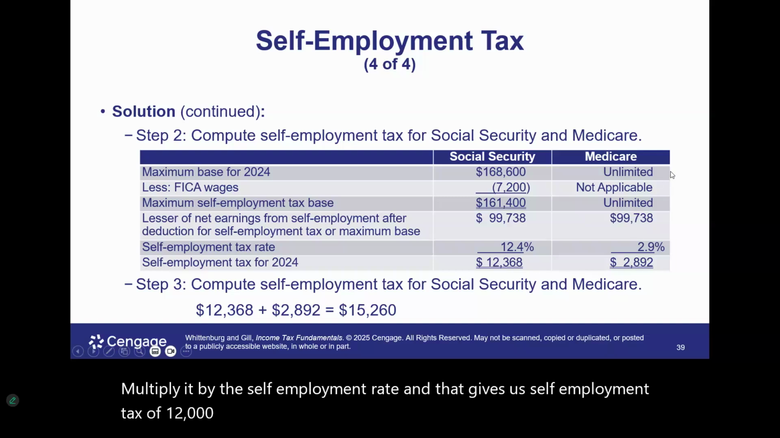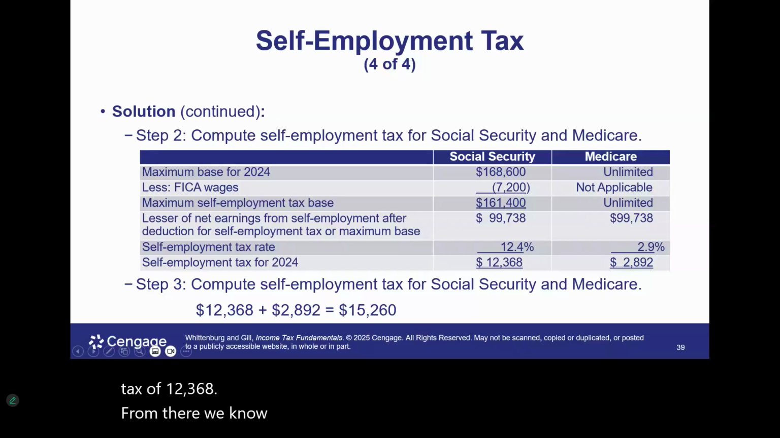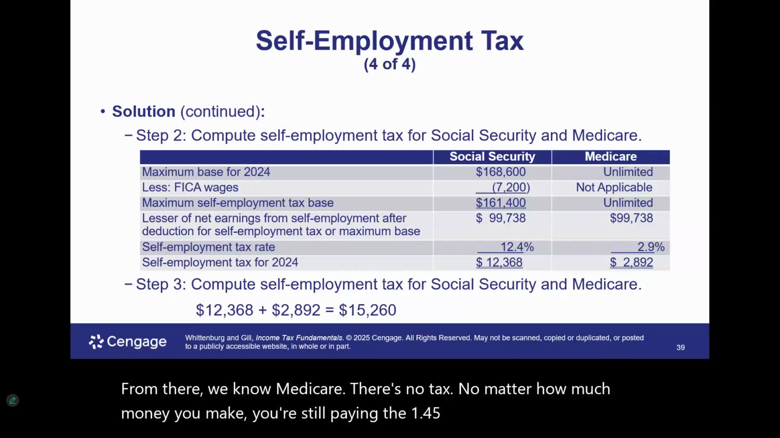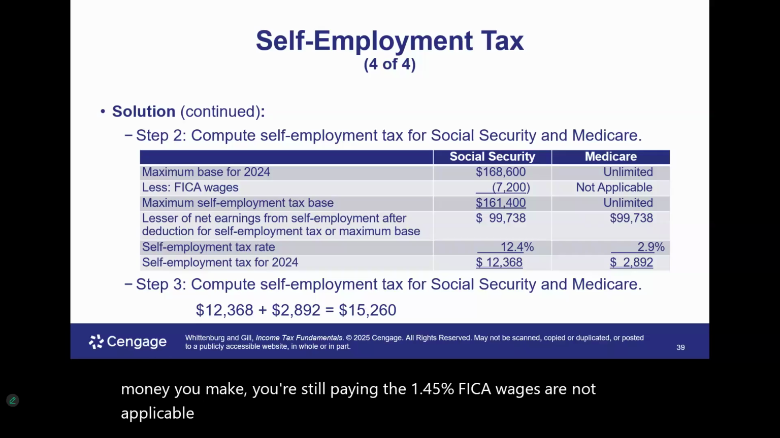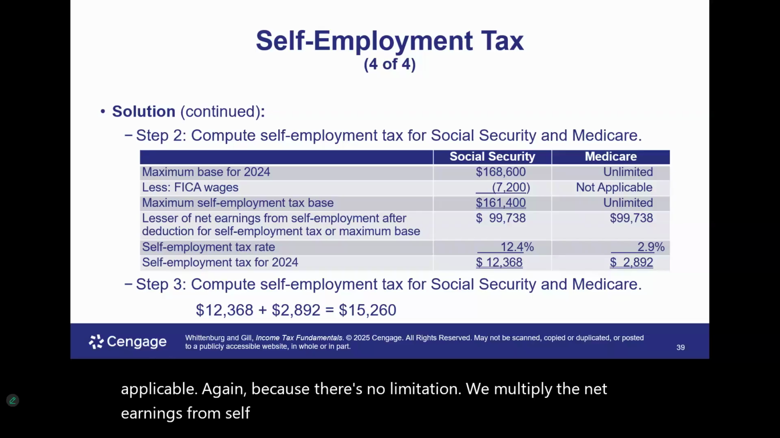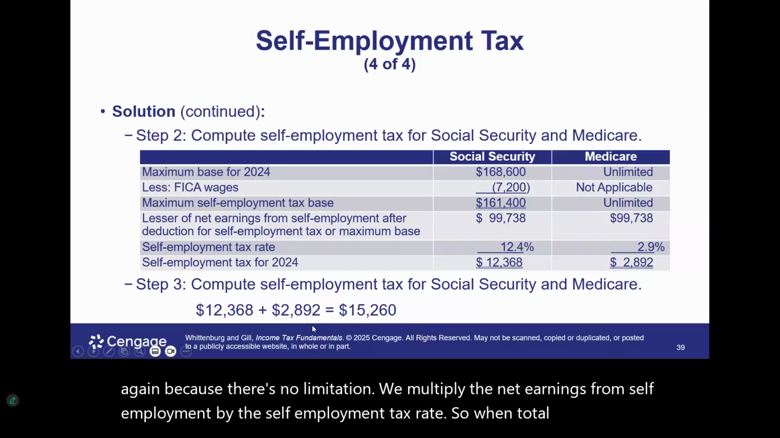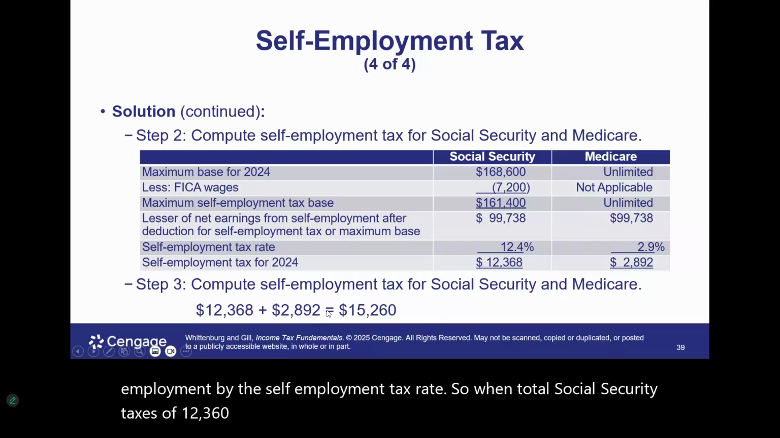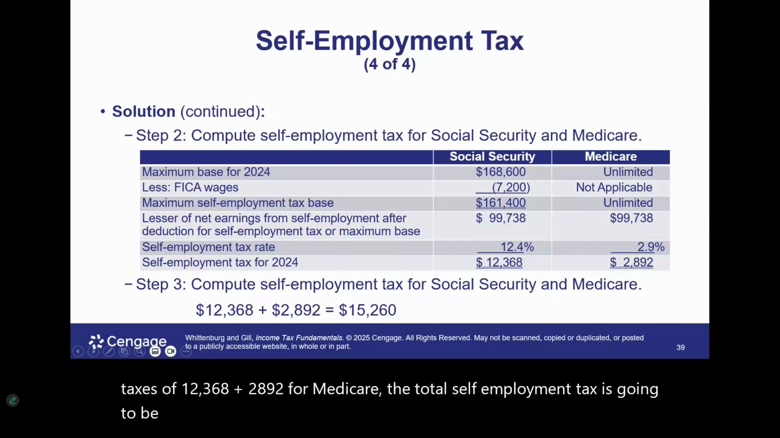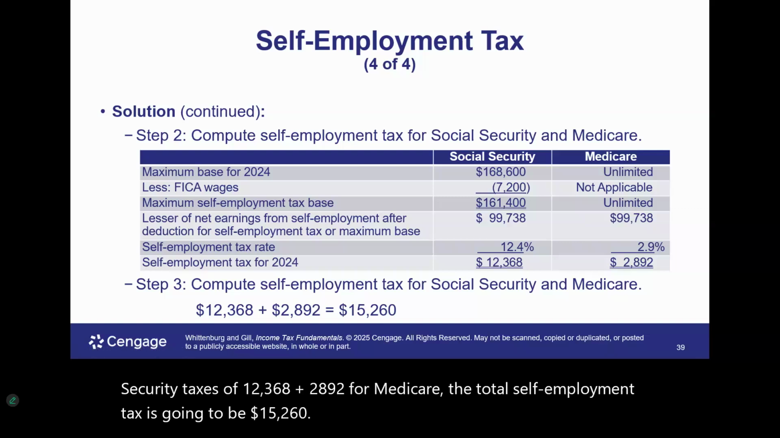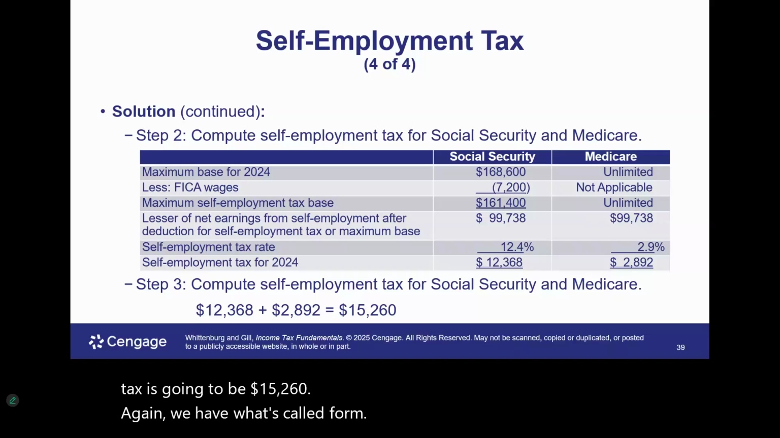From there, we know for Medicare, there's no limit. No matter how much money you make, you're still paying the 1.45%. FICA wages are not applicable, again, because there's no limitation. We multiply the net earnings from self-employment by the self-employment tax rate. So in total, Social Security taxes of $12,368 plus $2,892 for Medicare. The total self-employment tax is going to be $15,260. And again, we have what's called Form SE or Schedule SE rather.